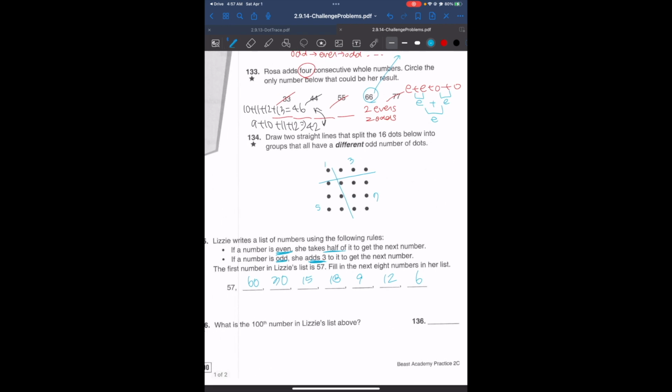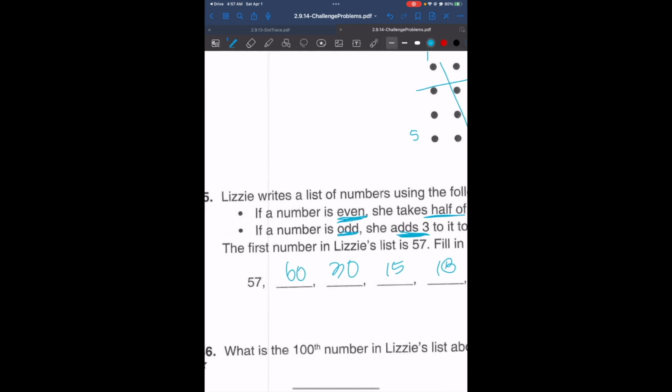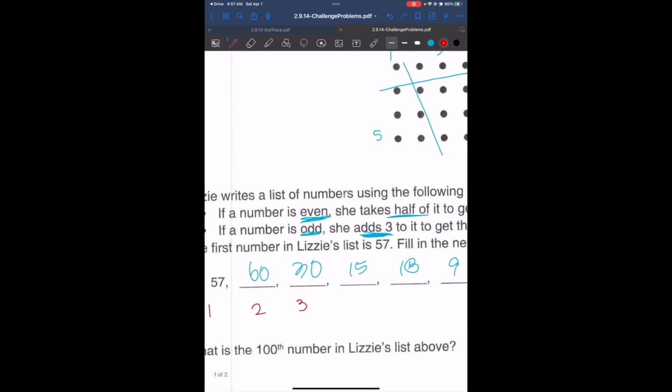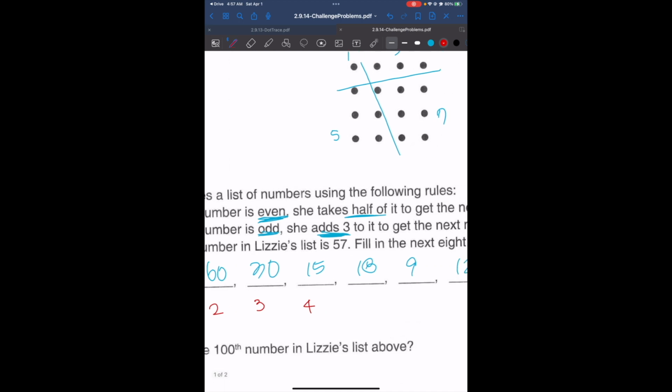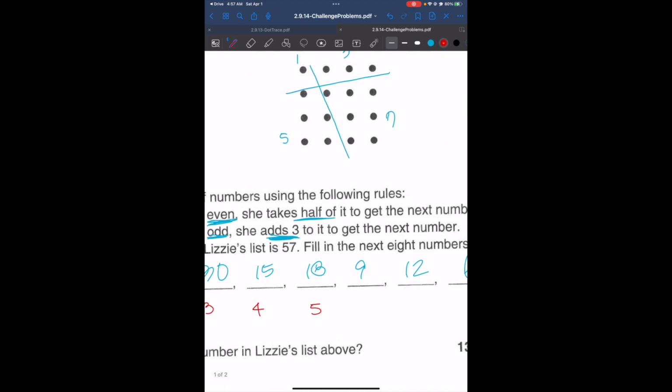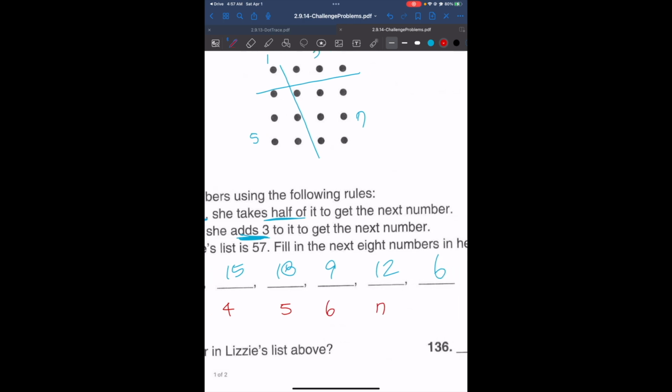And then it says, what is the hundredth number in Lizzie's list above? If we look here, the first number is 57, second number is 60, third is 30, fourth number is 15, fifth number is 18, sixth number is 9, seventh number is 12, and eighth number is 6.